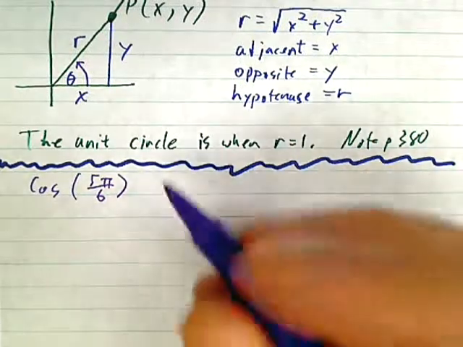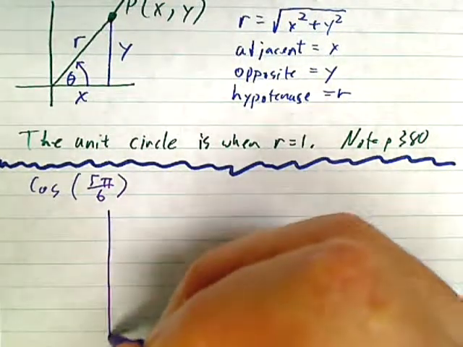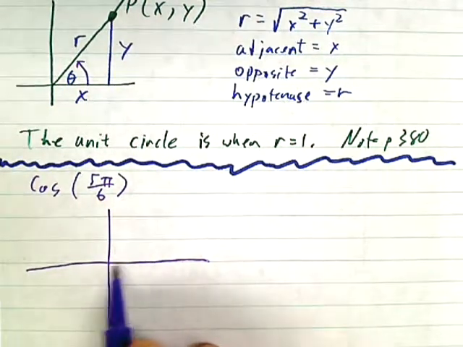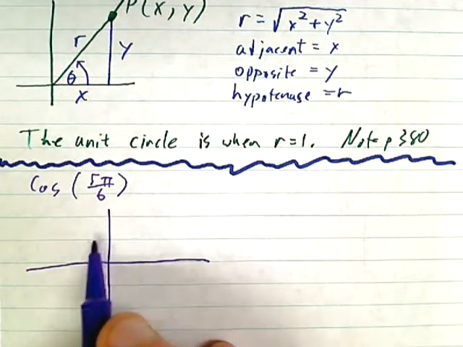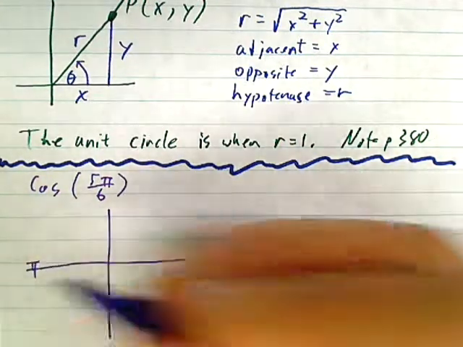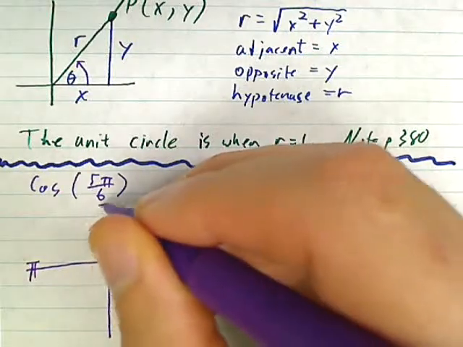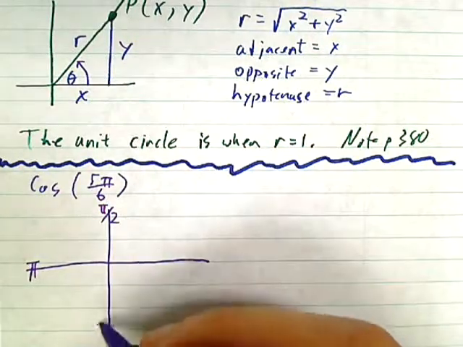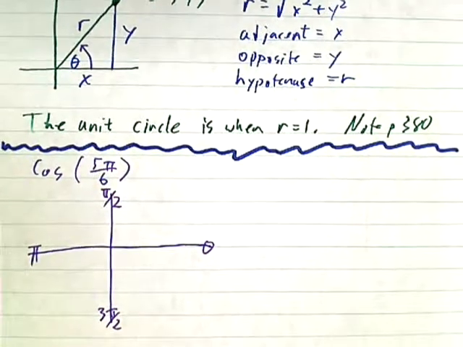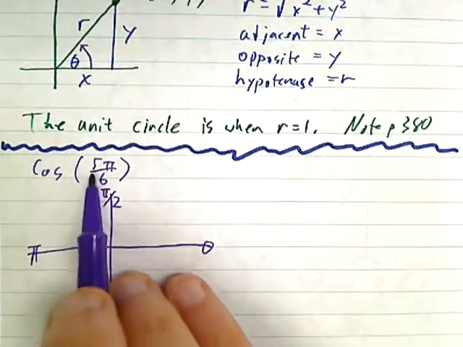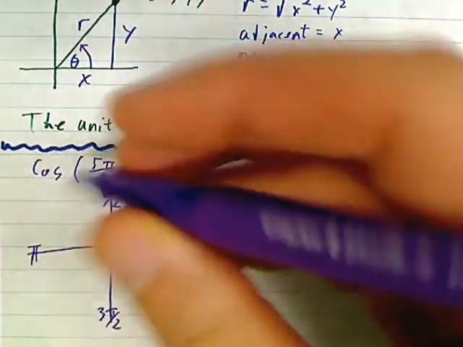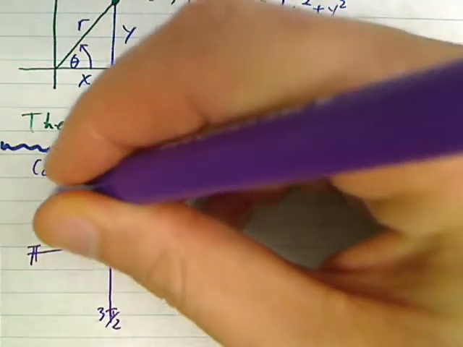Okay, the first thing I need to do is be able to tell which quadrant that is in. Now, let me set up my axes here. We're going to start here. This is my initial side, and we're going to go around 5/6 pi. Just for a quick reference, 180 degrees is pi, and this is pi over 2, and this is 3 pi over 2. And this is where we start at 0. Okay, well, 5 pi over 6, that 5/6 is a little less than 1. It's more than a half and less than 1. So it's going to be somewhere here in the second quadrant.